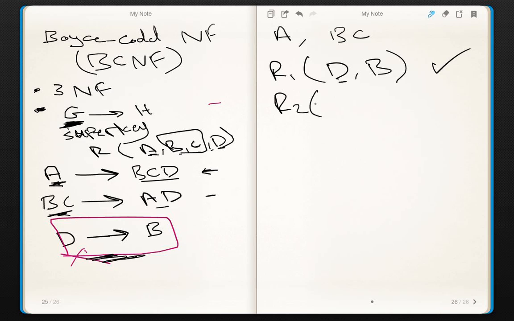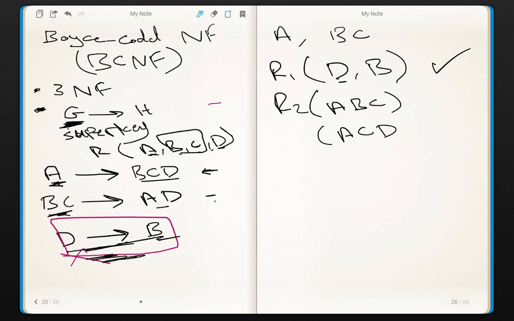Call it R2. R2 can either have A, B, C, or it can also have A, C, D, by eliminating one of them. So R2 can have A, B, C, or it can have A, C, D. Okay, let's work this out then.